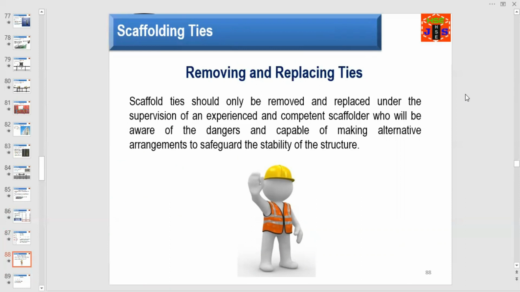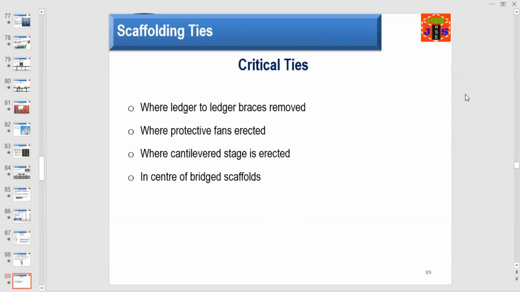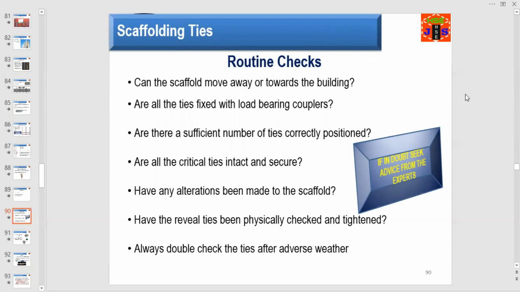Remember, in the removal or replacement of ties, scaffold ties should only be removed and replaced under the supervision of an experienced and competent scaffolder who will be aware of the dangers and capable of making alternative arrangements to safeguard the stability of the scaffold. Critical ties are used where ledger to ledger braces are removed, where protective frames are erected, where a cantilevered stage is erected, and in the center of bridged scaffolds. Dear friends and fellows, we are talking about scaffolding ties.